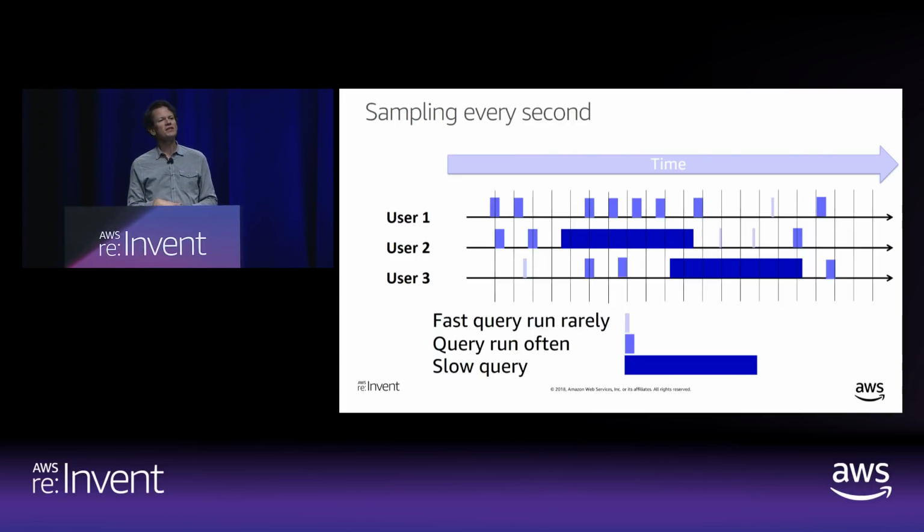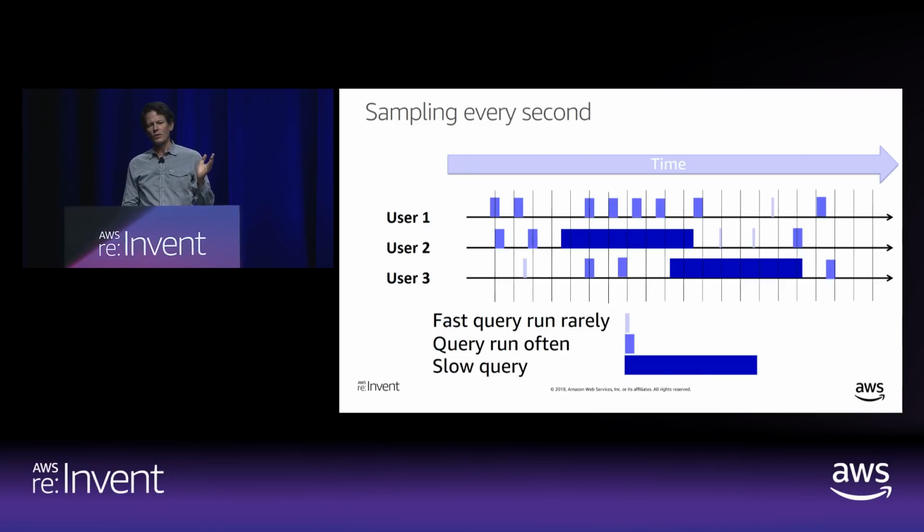So here's a visualization of what we're doing. Time's running from left to right. The vertical black lines are every second when we collect data. We wake up to collect the data. The three horizontal lines are 3 users. And then the blue rectangles are active SQLs in the database.